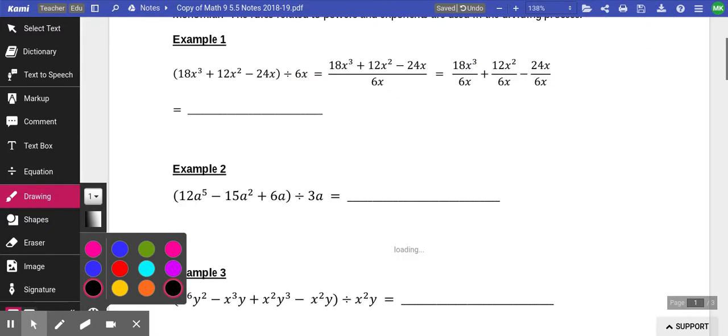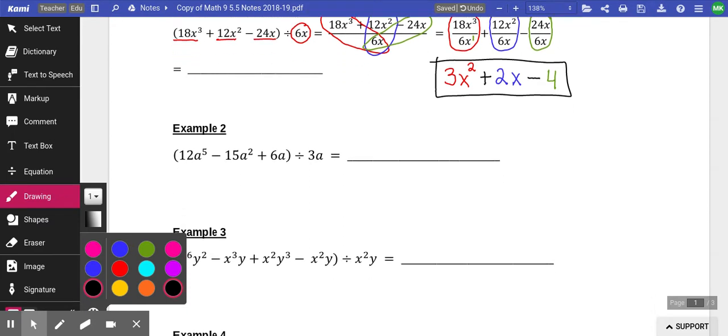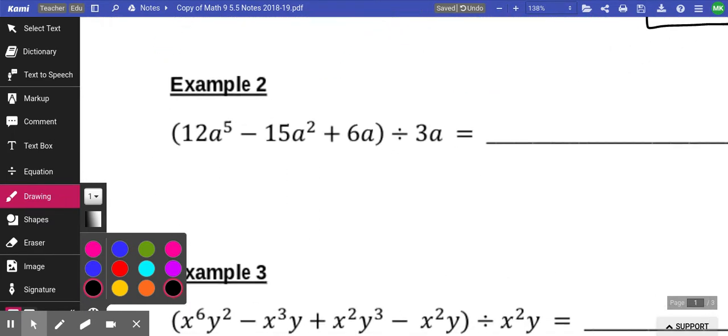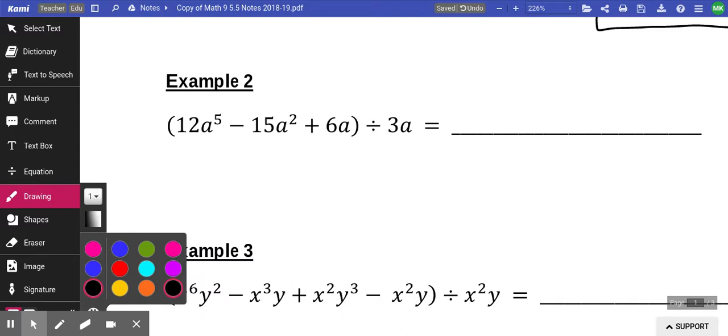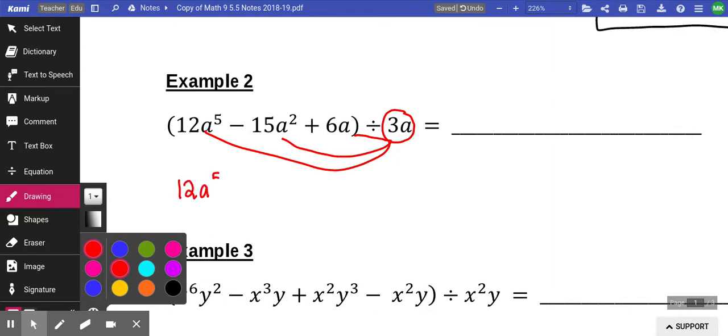So if we look at the next one, we have this big polynomial divided by 3a. So what I do is I distribute this 3a to these three terms. And when I do that, I'm dividing them so that this question becomes 12a to the power of 5 divided by 3a.